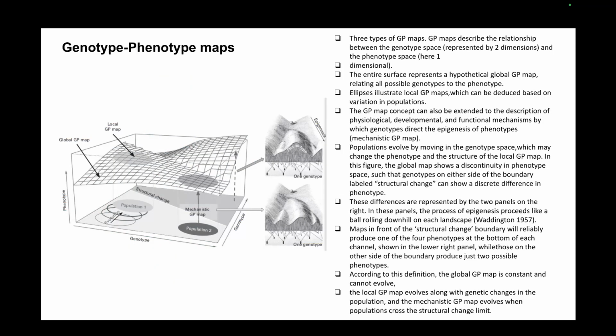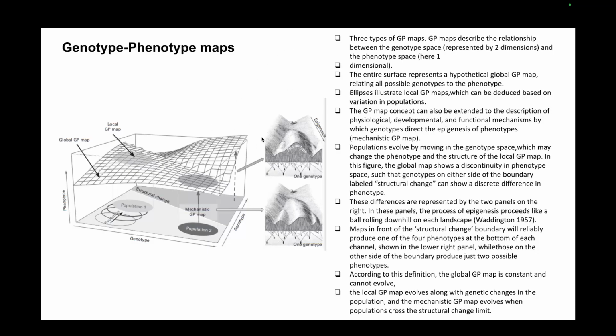Okay, so this is what I've summarized here. These are what genotype phenotype maps are. This lower plane is your genotype. In the genotype map there can be spaces for different populations, and your y-axis is showing the phenotype, and this plane that is getting formed is basically your genotype phenotype map. So which genotype corresponds to which phenotype.